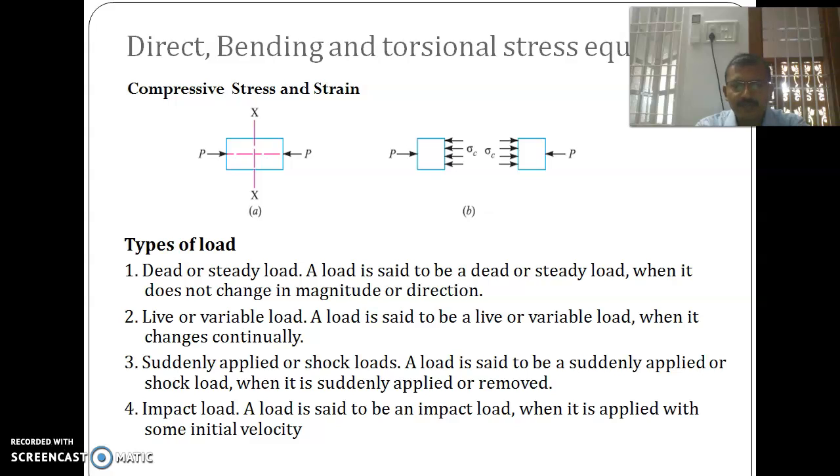Then sigma by y equal to E by R. E is the modulus of elasticity or Young's modulus. R is the radius, y equal to d by 2.